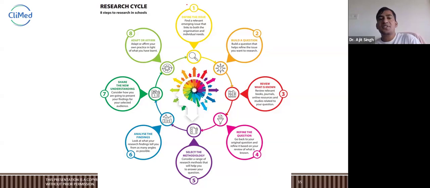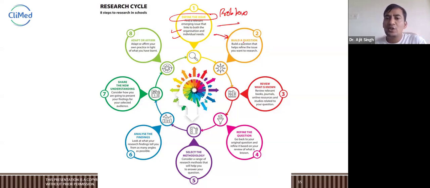First is to find a relevant emerging issue that links to both the organization and the individual needs. So first of all, define the problem. Then it goes to building a question. As I was telling, after the problem, you will build a question, and based on the question, you will do a literature review.